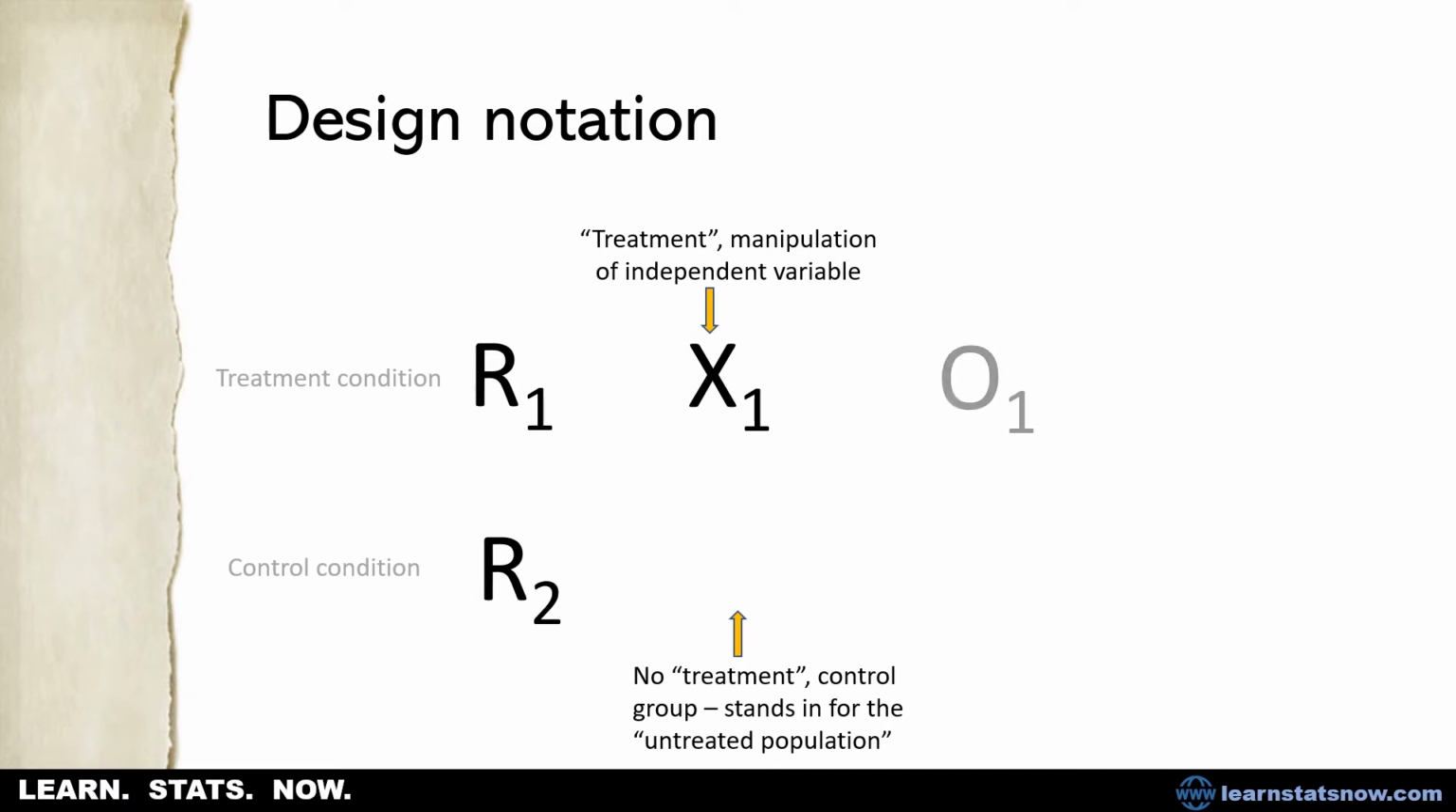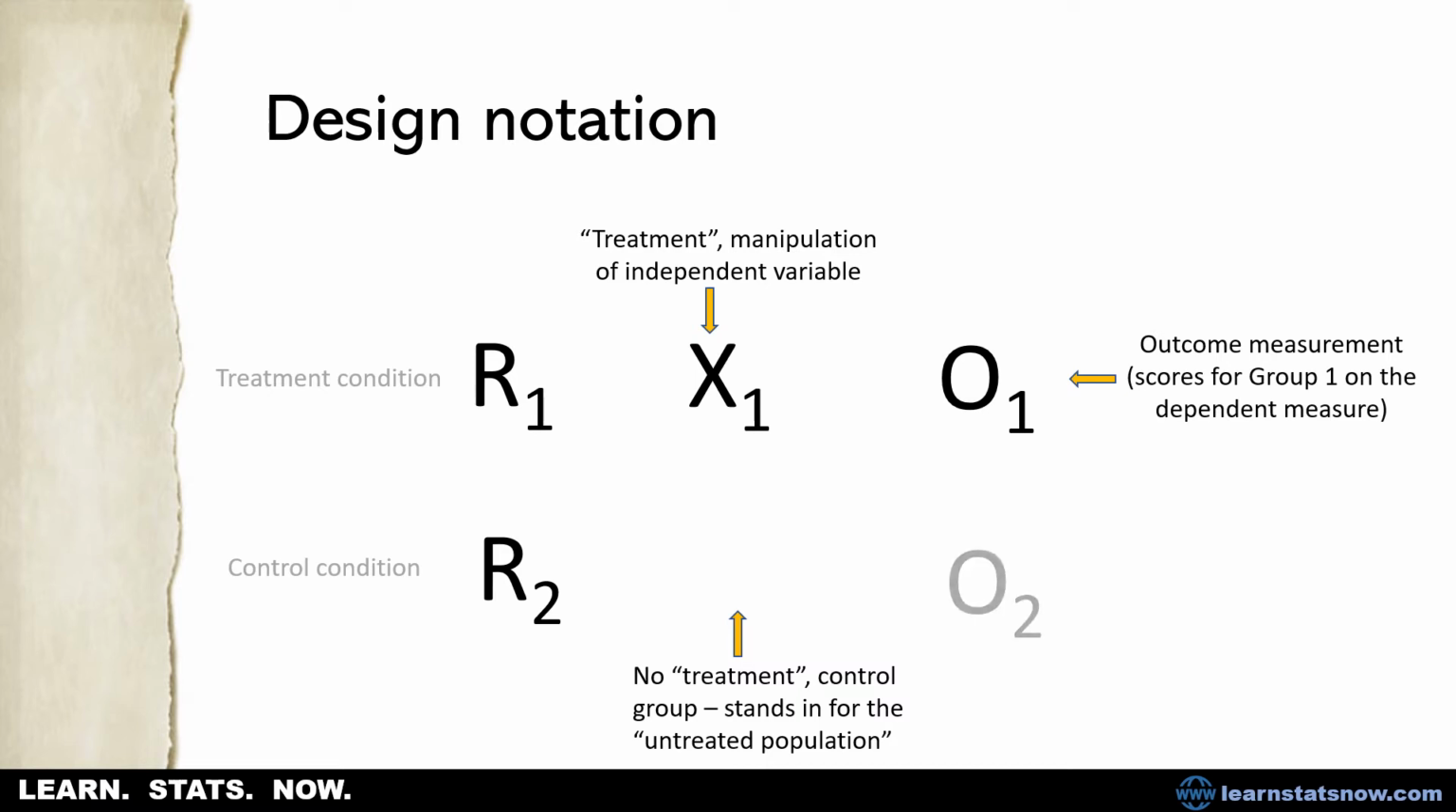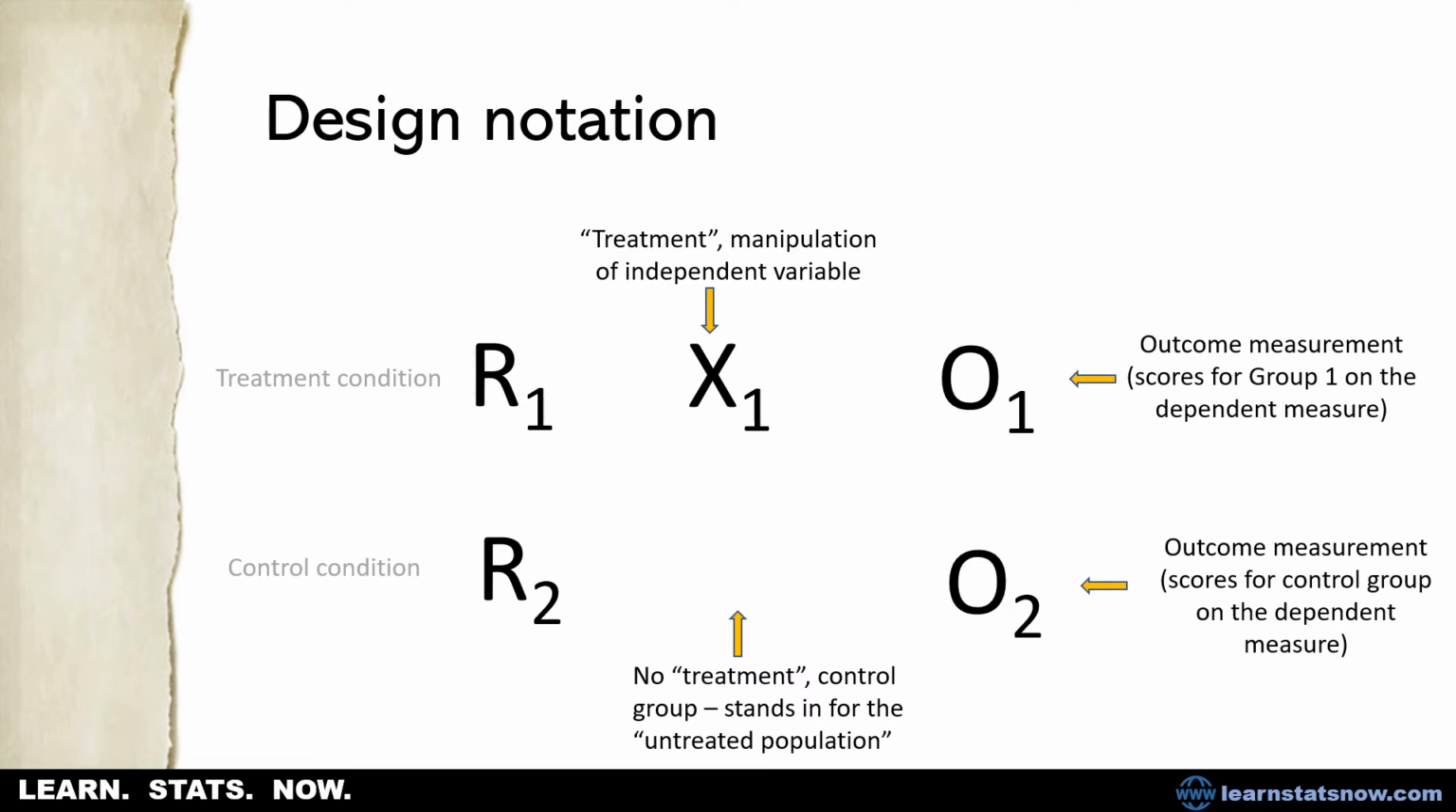And then we have to do some kind of measurement, right? And we use the letter O for outcome to represent outcome measurement, in this case, scores for group 1 on the dependent measure. And then, of course, O2 would be outcome measure or scores for group 2, the control group, on the dependent measure. Okay, so the notation communicates really quickly what kind of experimental design we're dealing with.